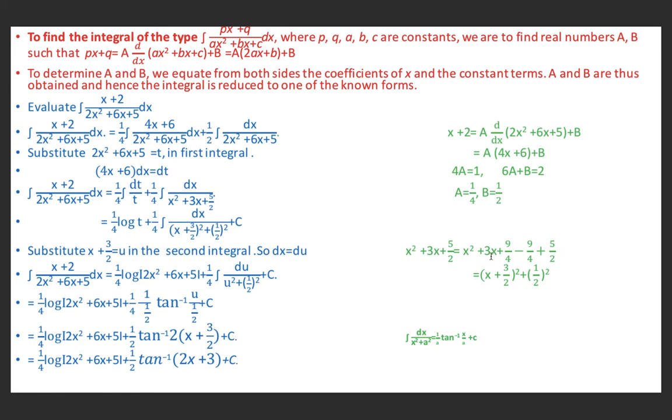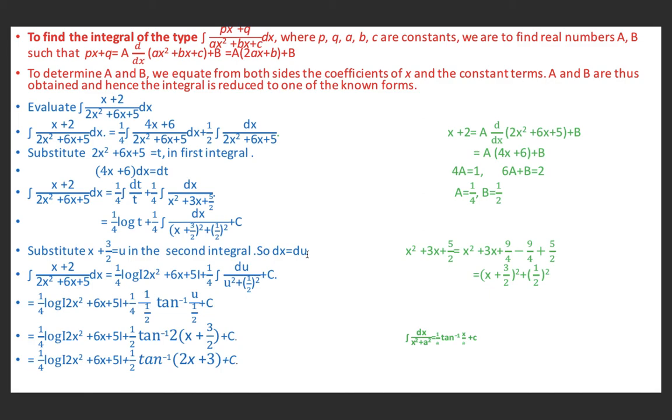So x square plus 3x plus 9 upon 4 is x plus 3 by 2 whole square, and minus 9 by 4 plus 5 upon 2 is 1 upon 4, and 1 upon 4 is 1 upon 2 whole square. So we can write it as 1 upon 4 integration dx upon x plus 3 by 2 whole square plus 1 upon 2 whole square. To evaluate this integral, we may substitute x plus 3 by 2 as u in the second integral.